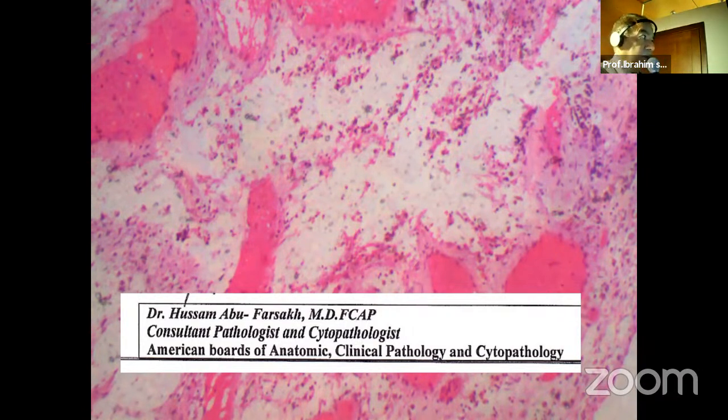My name is Dr. Hassan Abu Farsakh. This is the cavernoma. Usually what we see is abnormal blood vessels. The blood vessels are very much coalesced with each other and attached to each other and close to each other, not the way that arteries and veins form.